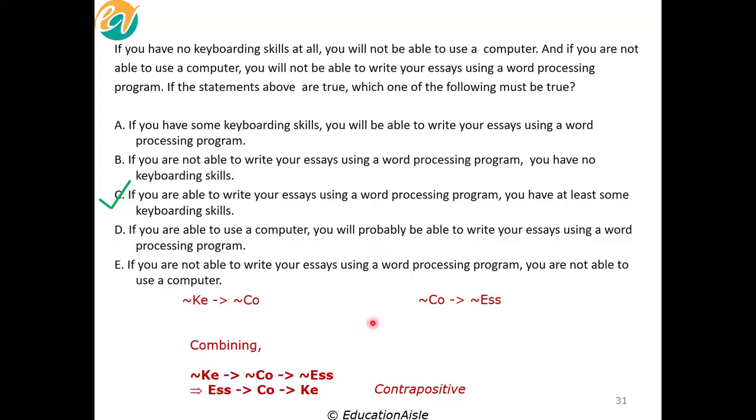Using a word processing program. Correct. Yes, yes, that's correct. If I were to be very, very clear, then rather than saying this, I should have written this: essays using a word processing program. I think that should be yes. When I say not be able to write your essays, according to the sentence, it means not able to write your essays using a word processing. So you are absolutely correct.